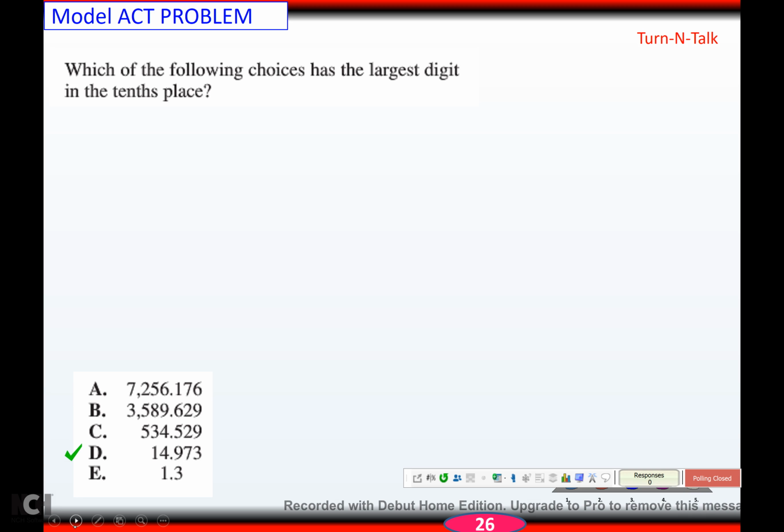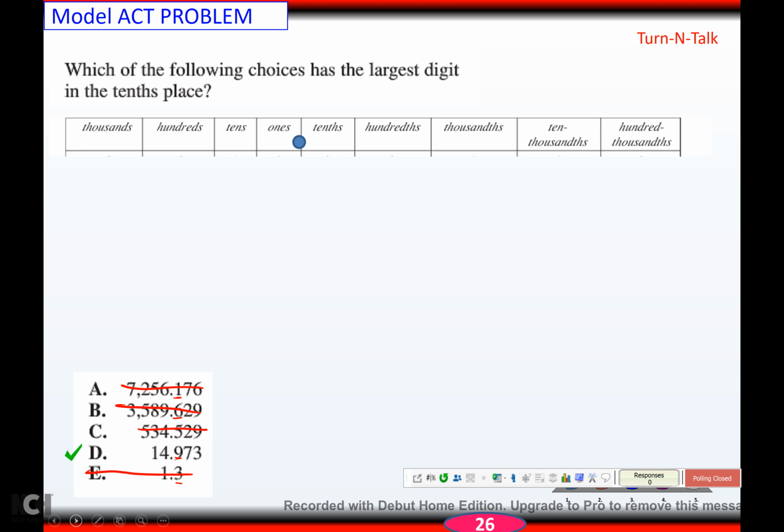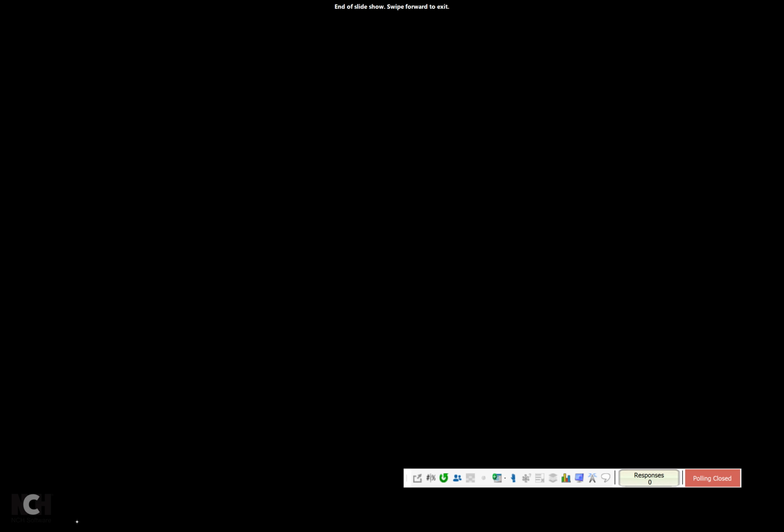And hopefully you got D. It says, which of the following choices has the largest digit in the tenths place? Well, that's a 1. That's a 6, so he's biggest. That's a 5, so he's still biggest. That's a 9, so now he's biggest. And that's a 3. So the biggest digit in the tenths place is the 9. And we are done.